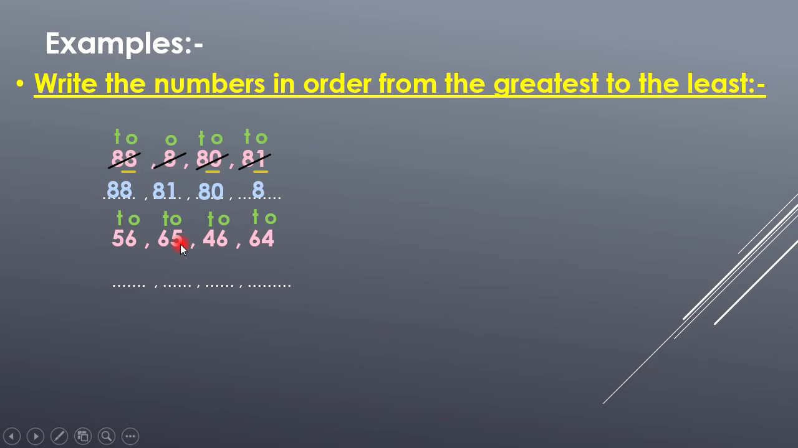And at first we should look to what? Yes, to tens digit. Let's look to tens digit. Here's 5, here's 6, here's 4, here's 6. They are different. So I look to tens digit only.